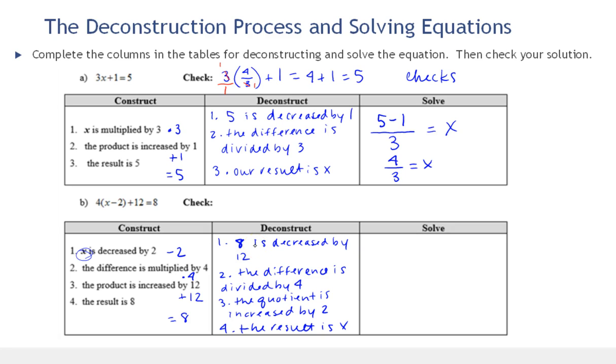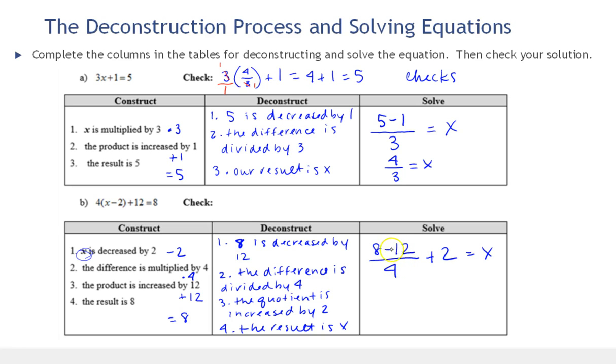So we have 8 is decreased by 12, so that's 8 minus 12. The difference is divided by 4, so we'll take the entire difference, divide it by 4. The quotient is increased by 2, so this is our quotient, we'll add 2. And the result is x, so this equals x. Okay. Now let's perform these operations so we can get a simplified answer.